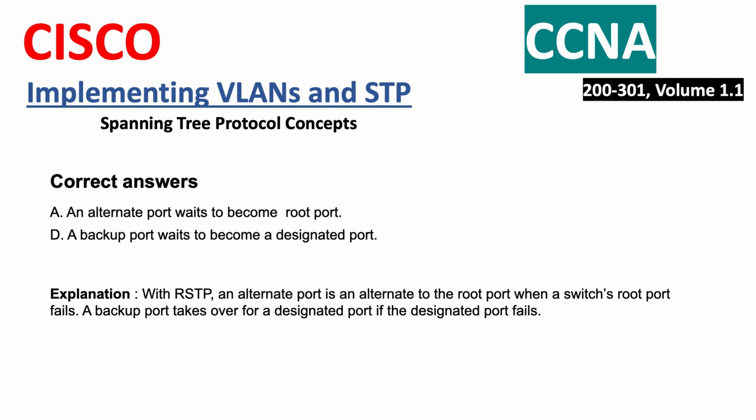Correct answers: A. An alternate port waits to become root port, and D. A backup port waits to become a designated port. With RSTP, an alternate port is an alternate to the root port when a switch's root port fails. A backup port takes over for a designated port if the designated port fails.